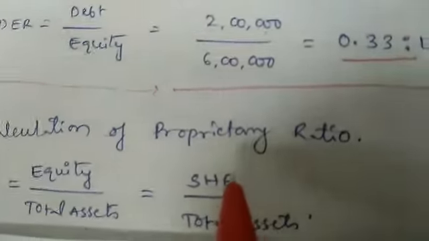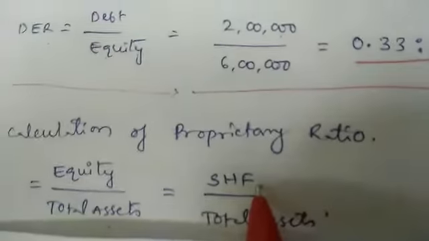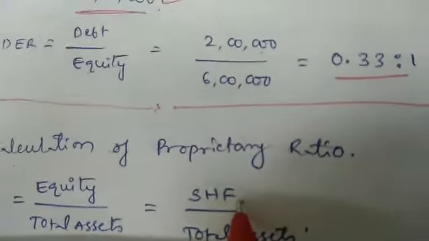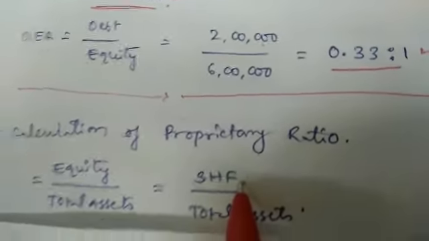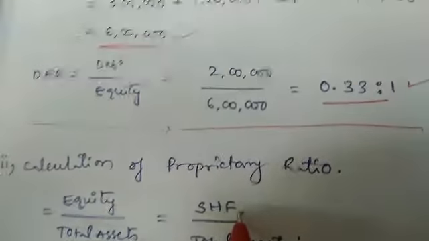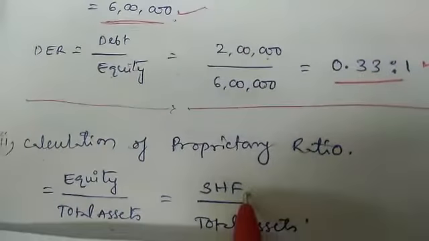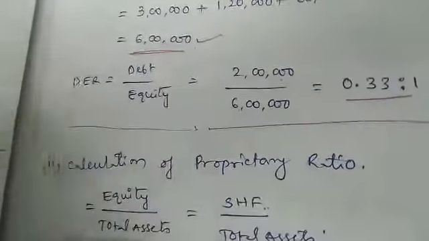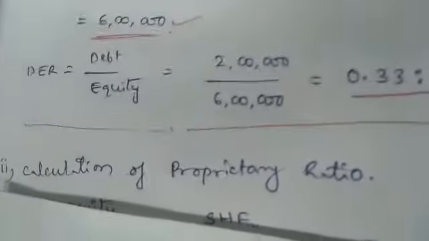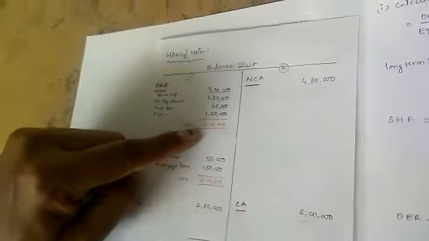In the above problem, we already found the shareholder funds. How much are the shareholder funds? The first 4 items, and the total amount is 6 lakhs. If you look at the working notes, you will understand easily. The shareholder funds are showing 6 lakhs.